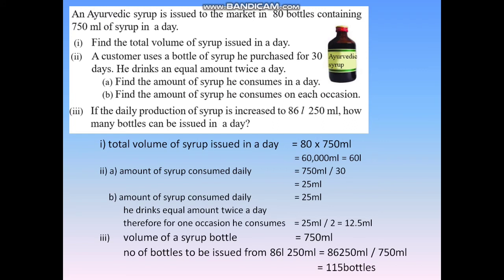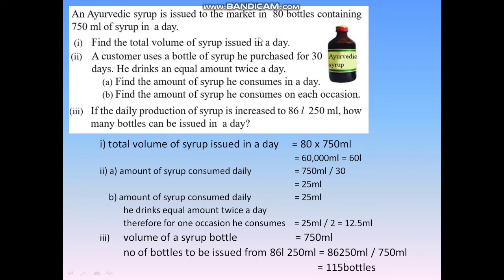Okay, we have an exercise. An Ayurvedic syrup is issued to the market in 80 bottles containing 750 milliliters of syrup in a day. That means this bottle has 750 milliliters of syrup, and such 80 bottles are issued to the market daily. Find the total volume of syrup issued in a day.